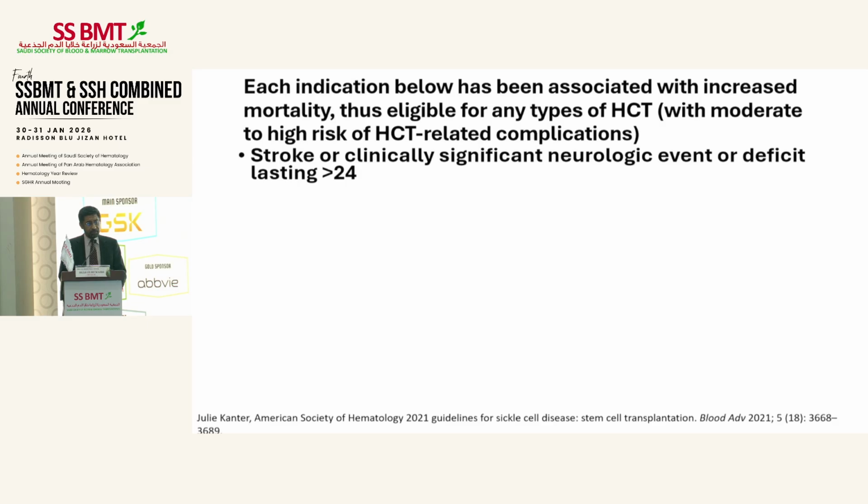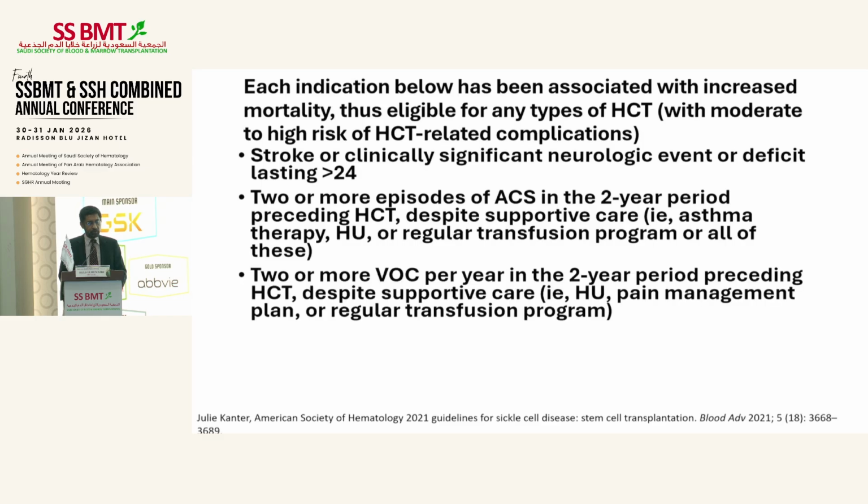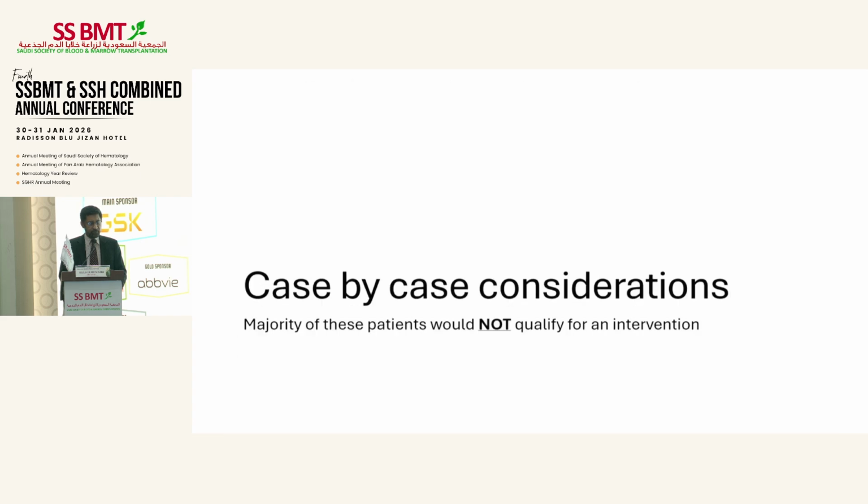So stroke or clinically significant neurologic deficit lasting more than 24 months is an indication. Two or more episodes of acute chest crisis is an indication. Two or more vaso-occlusive crises in 2 years is an indication. Tricuspid regurgitation velocity of more than 2.7 on an echo is another indication. And regular blood transfusions, more than 8 transfusions per year for more than a year, is another indication for referral.